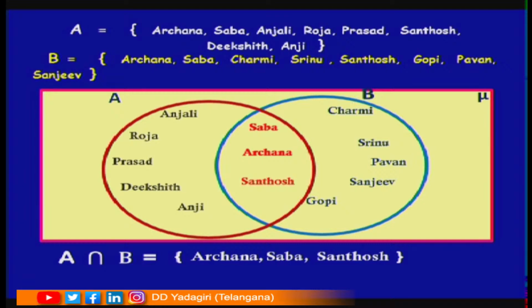So, this is called the intersection of two sets. The intersection of two sets is the set of elements which belong to A and B. Earlier, for A union B, an element may belong to set A or set B or both. This is the difference.